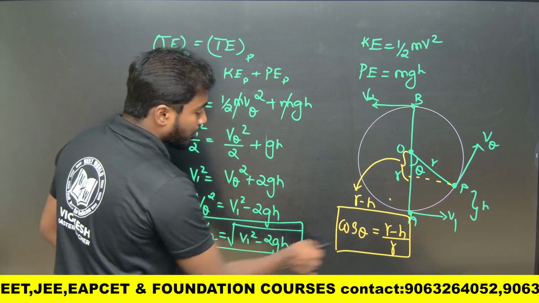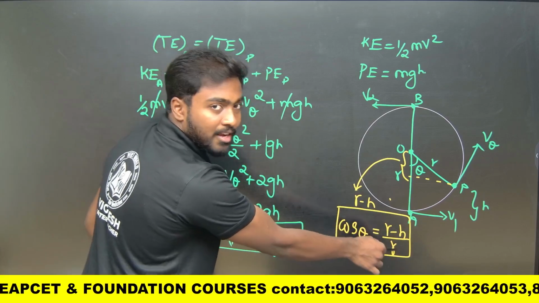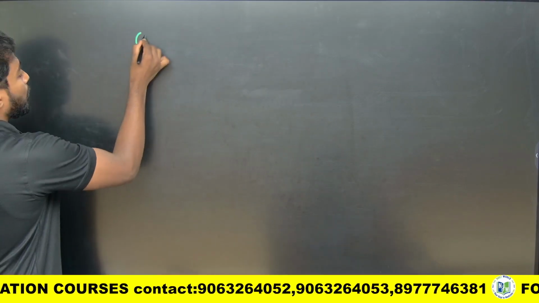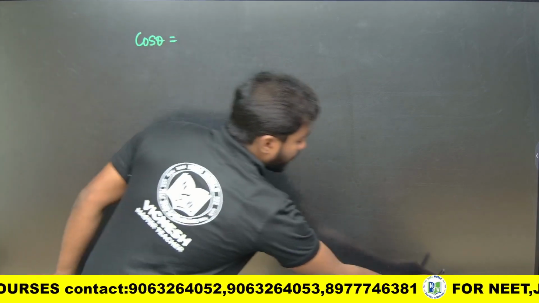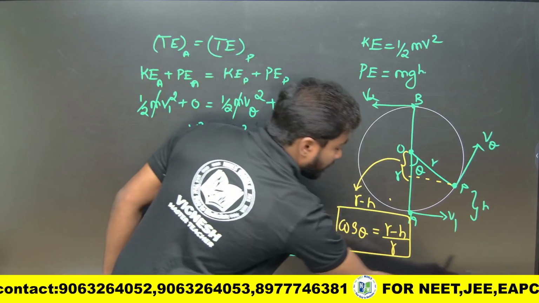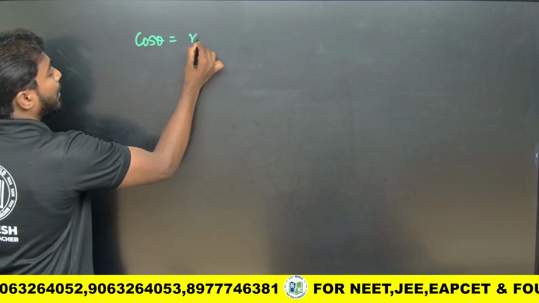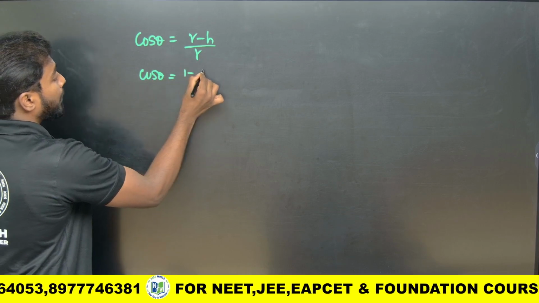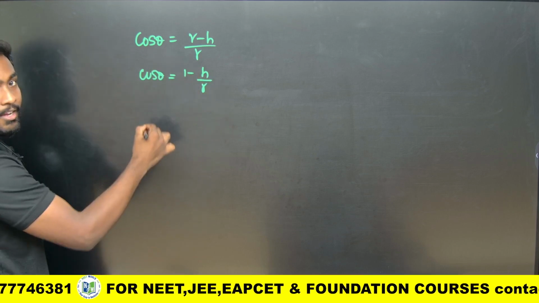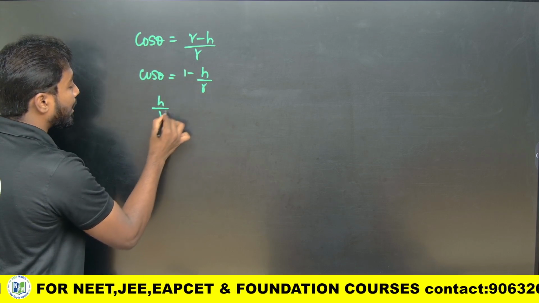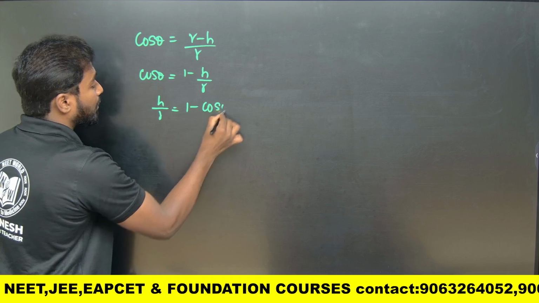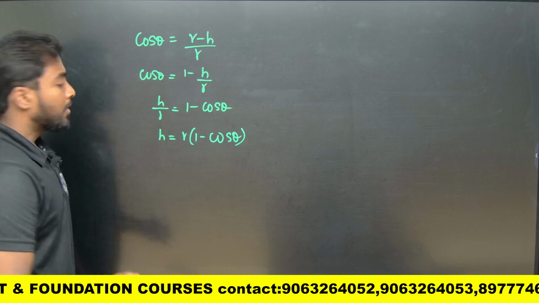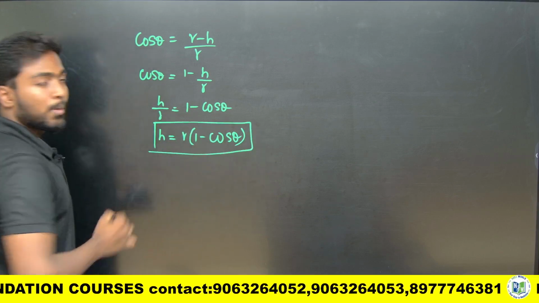Now from this equation I can calculate h and substitute the value here. I will take a new page. We know that cos theta is r minus h by r, so cos theta equals 1 minus h by r. Taking h to one side and the remaining terms to the other side, h by r is equal to 1 minus cos theta. So h is nothing but r into 1 minus cos theta. This is the equation I got for h.